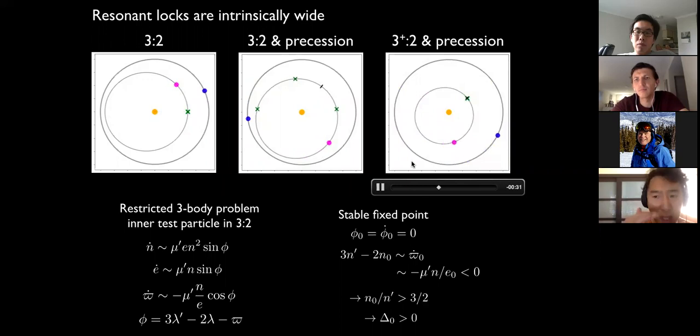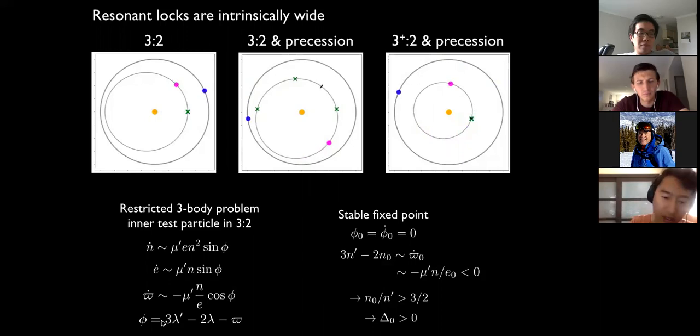All of this is confirmed with the equations of motion. For the people in the audience who already know this: the resonant angle is phi, and the stable point is at phi of 0. It's a fixed point if phi dot is 0. Once phi dot is 0, the difference in the mean motions is just given by the precession. And that precession is backwards, it's negative, which is why delta is naturally positive. The planets are naturally wedged apart.